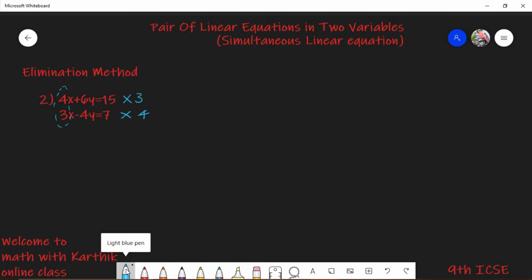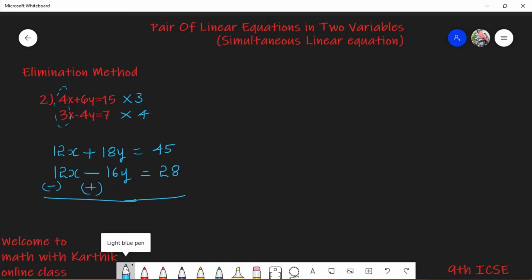So now what I will do? So 4x into 3, that is 12x, plus 6y into 3, that is 18y, is equal to 45. Next, 3x into 4, that is 12x, minus 4y into 4, that is 16y, is equal to 7 times 4, that is 28. Now when both are plus, you need to change the sign. So plus will become minus and minus will become plus.